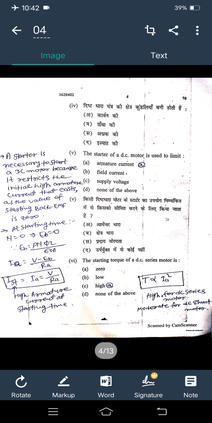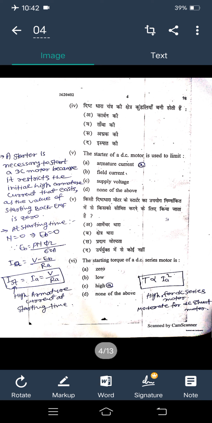So for the motor to run properly, we have to minimize or limit the armature current using the starter. So question number 5, the right answer will be option A.